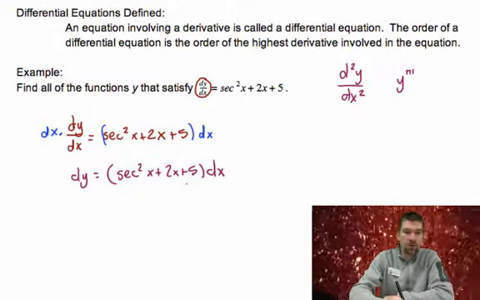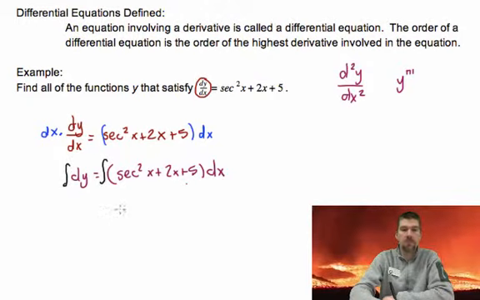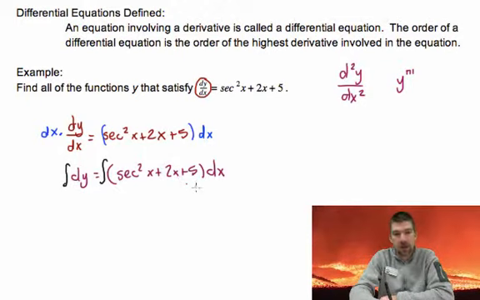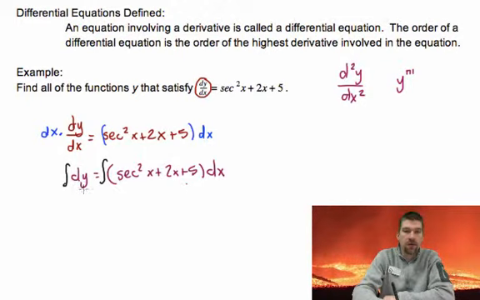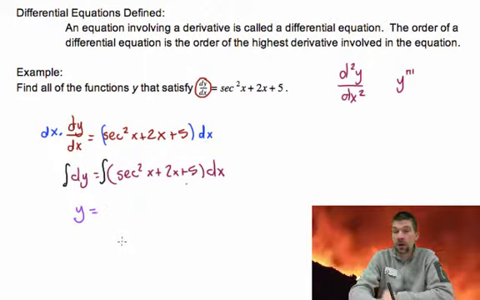And then if you go one further step and you integrate both sides, on the left side we're going to have some sort of y variable. On the right side we've got all x variables. Well, if you integrate dy, you're going to get y. So there you go, there's our equation.